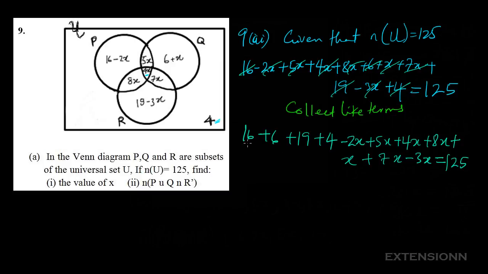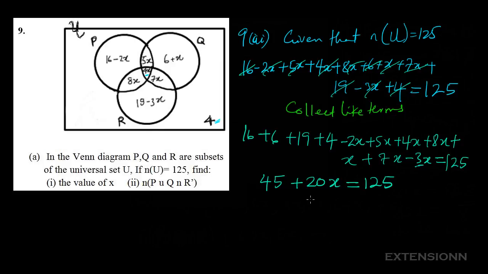By the time we add 16 plus 6, 19 plus 4, we'll have 45 here, then minus 2x plus 5x, that's going to be 3x, okay, not minus, it's going to be 3x, so 3x minus this 3x here, you have 0. So we can now say 4x plus 8x, that's 12x. 12x plus x plus 7x will give us 20x. So we can also write 20x equals 125, and that's very straightforward.